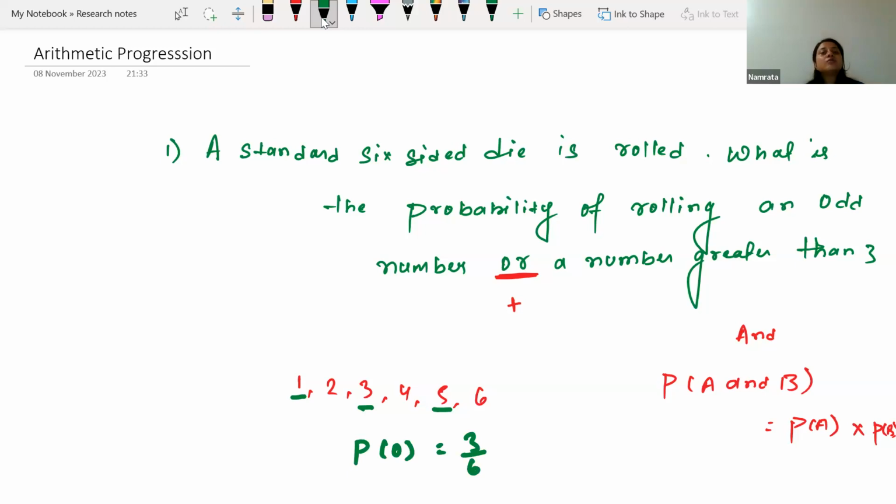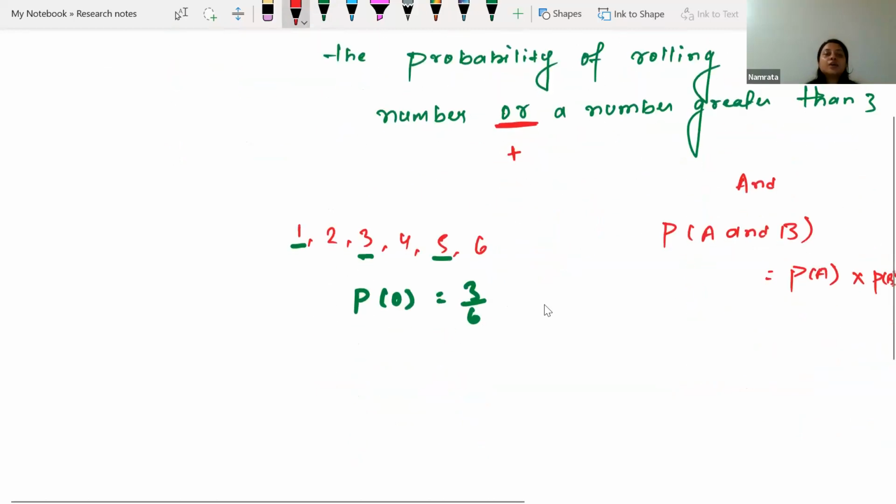Now here one more part is added, which says or a number greater than 3. So or is there, and now only I'm telling you or means we have to do the addition. But what are the numbers which are greater than 3 over here? If we focus on the numbers greater than 3, I can see 4 is there, 5 is there, and 6 is there. So again we need to take this 5. No, whenever there is a common number like this, we are not going to take it in both the cases. We will be taking only 4 and 6.